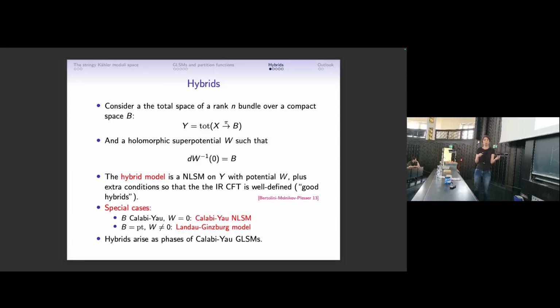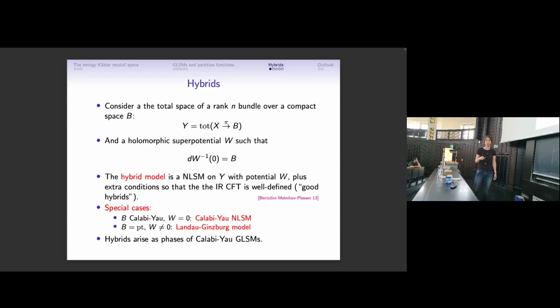So it's on a non-compact space, so I can put a superpotential on it. So it's a nonlinear sigma model with potential, and the potential more or less makes this still into a compact space in a given sense. And you have to put some extra conditions on it so that the CFT in the IR is well defined. And this makes this actually quite constraining.